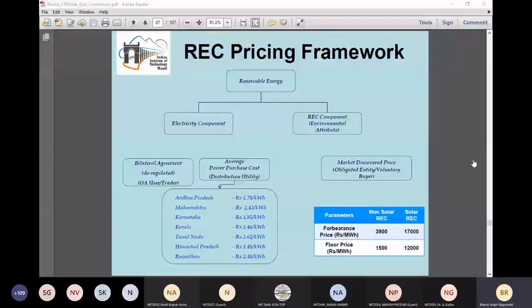If you take the example of Andhra Pradesh, if someone is selling electricity in Andhra Pradesh, they will get an electricity component of 1.78. They will get a minimum floor price of 1.5 rupees from the market exchange. So overall they are getting 1.78 plus 1.5, which comes to somewhat more than 3 rupees. And this amount is almost equal to the preferential tariff. Hence Andhra Pradesh wind will always get money, even at the floor price, close to the preferential tariff.